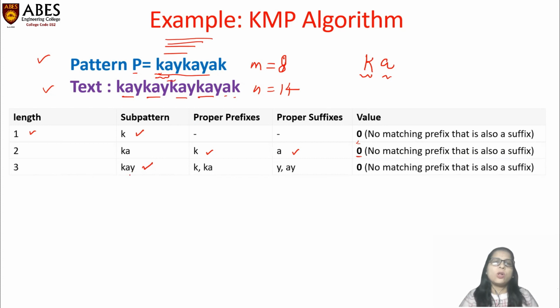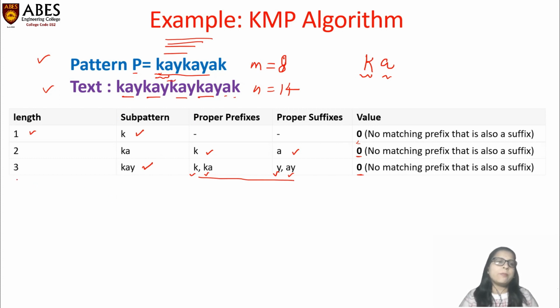So we'll write down all the proper prefixes. So the first prefix is K and then KA. Also we would write all suffixes. So Y and AY. So when we compare both to find out the longest common prefix, we find none from here and here. So again, 0 is written. The same we'll do for all the sub-patterns of length 4, 5, 6 and up to 7. And we'll complete this table.